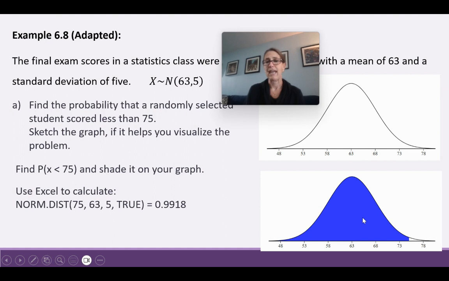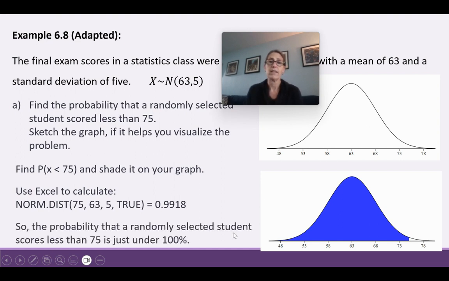So that's what we get. And that makes sense. That tracks here with this image because a lot of the graph is shaded in. I do think it helps if you have the graph to have an understanding. You can use that standard deviation to put 63 in the middle, and then you go 5 to the right, 5 to the right, and then you'll see where 75 is, and you'll realize that that's a pretty big amount of the graph.